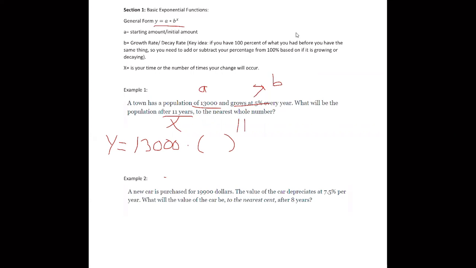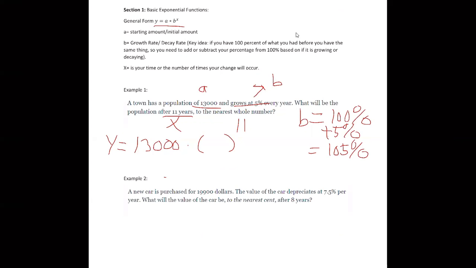So here's the deal with your b. Remember, you always start with 100%. So you want to ask yourself, is it growing or decaying? Since it's growing, we would add 5%. So basically each year we're going to have 105% of the population we had before. So our b is really 105%.